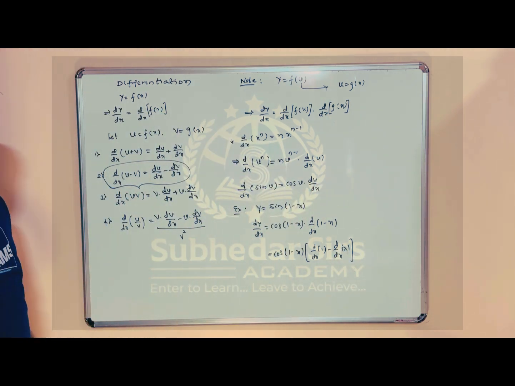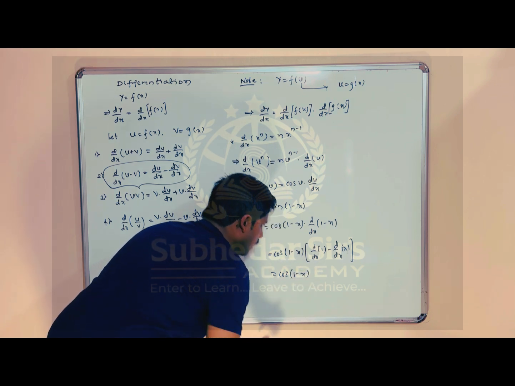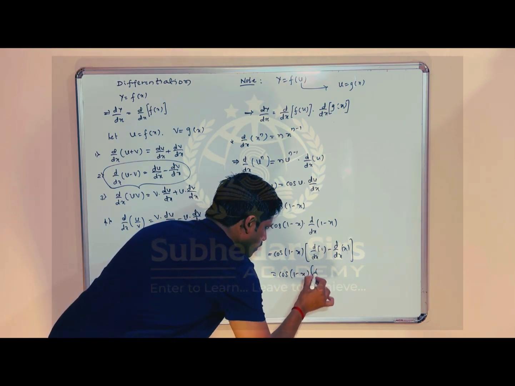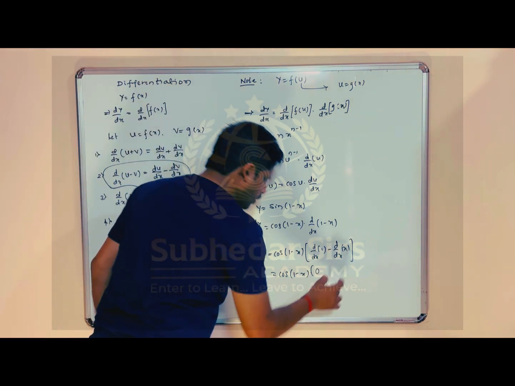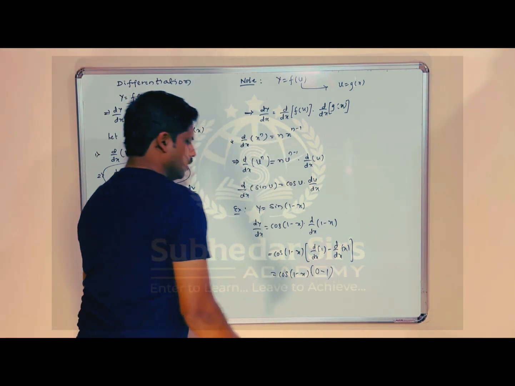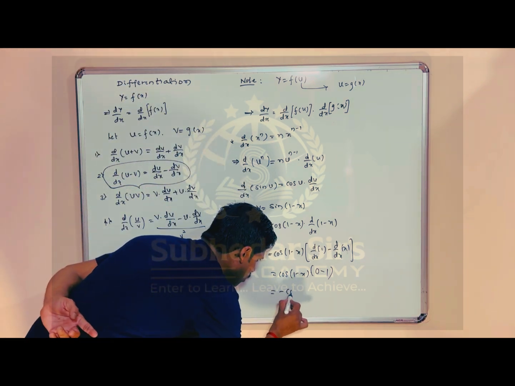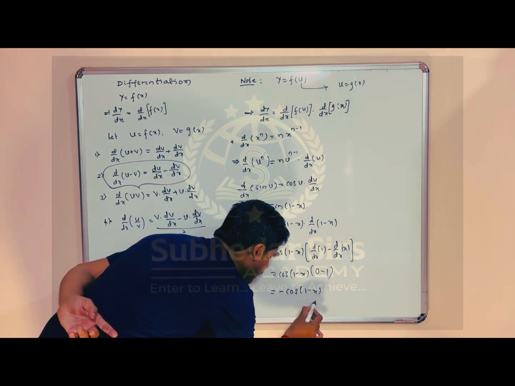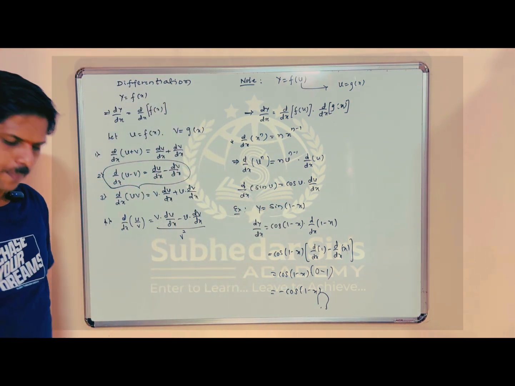Right? So, next, cos of 1 minus x. Differentiation of 1 is constant, that is 0. Differentiation of constant is 0. And differentiation of x is 1. So, 0 minus 1 is minus 1. So, that is minus cos of 1 minus x is the derivative of the sin of 1 minus x. Note it down.